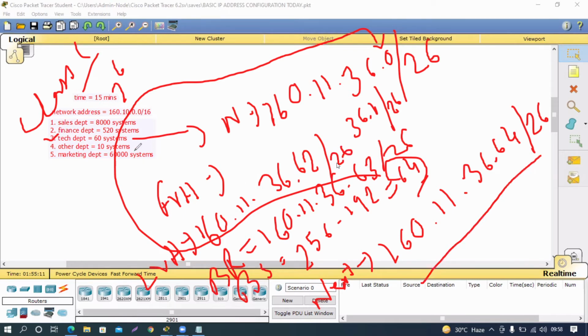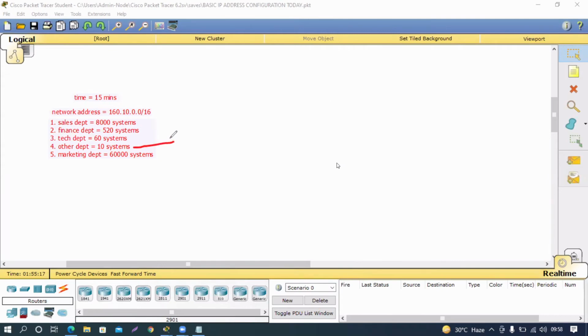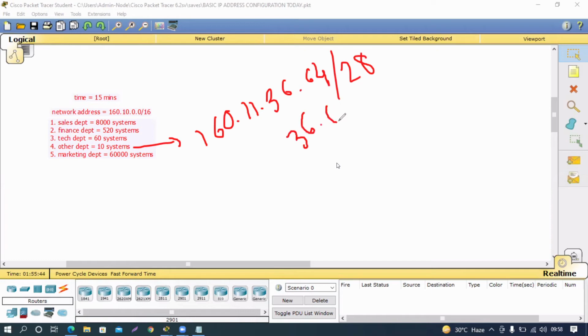Okay. Next we are doing the requirement for the third department, 10 hosts. So here we are taking network address 160.11.36.64/28. Our first valid host will be 36.65/28. Our block size will be 256 minus 240 equals 16.